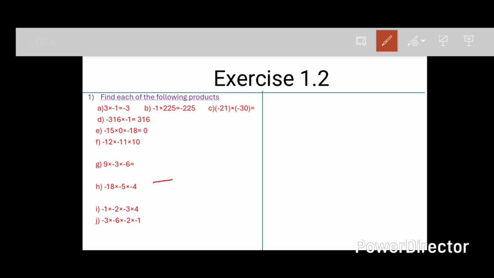Okay. Next, for this 14th problem. 18 into minus 18 into minus 5 into minus 4. 3 negatives are there. See students, here I will tell one trick.